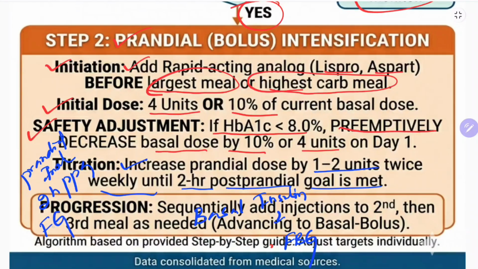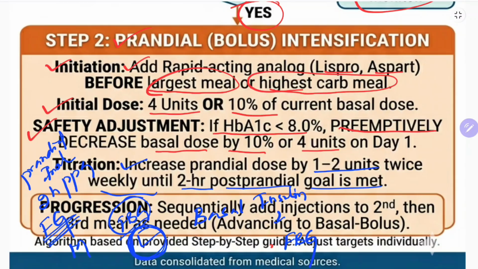glucose level of the next meal. Meaning, suppose you have started the prandial insulin in the morning, then you will see the fasting blood glucose level of the lunch. So this fasting blood glucose of the lunch will serve as a titration target for your prandial insulin which you give in the morning. Okay. So either of the two methods you can use.